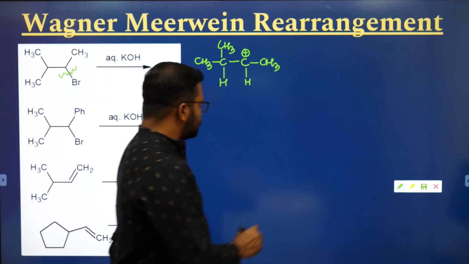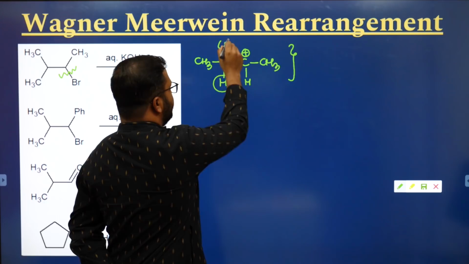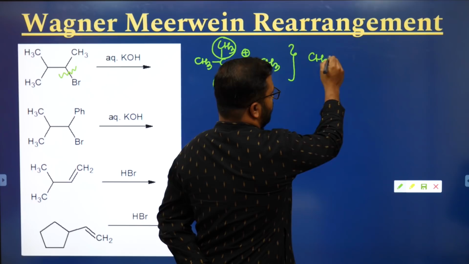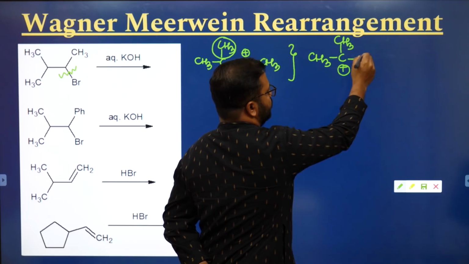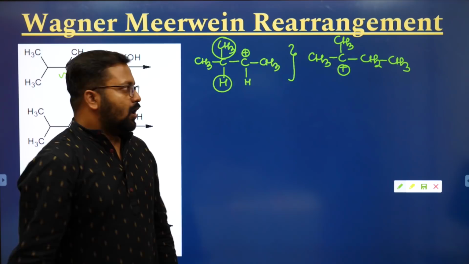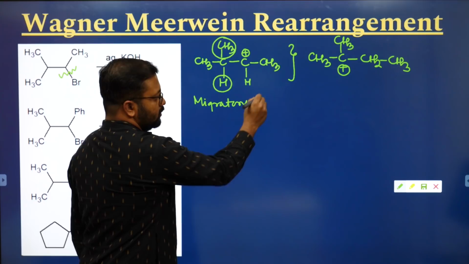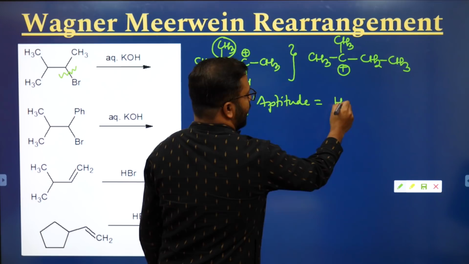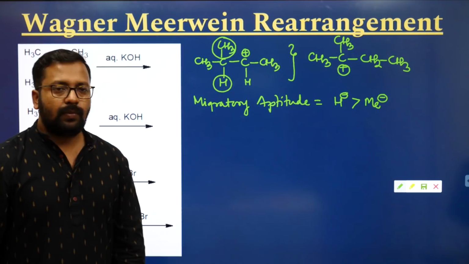So between these two, H will migrate to form this. Okay, so remember, migratory aptitude of hydride is more than that of methyl. Okay, after this point, it is your homework to write the product.